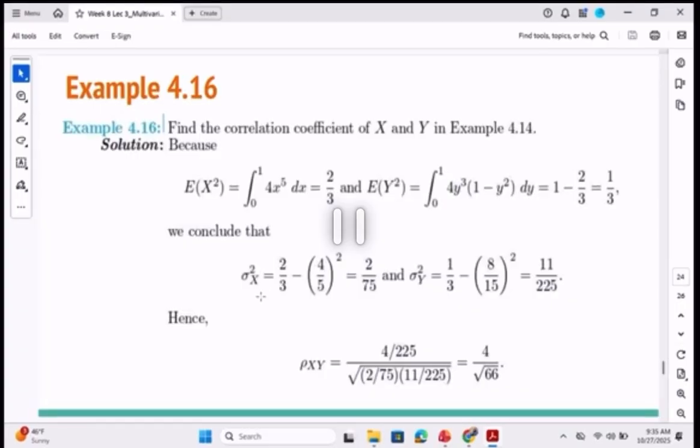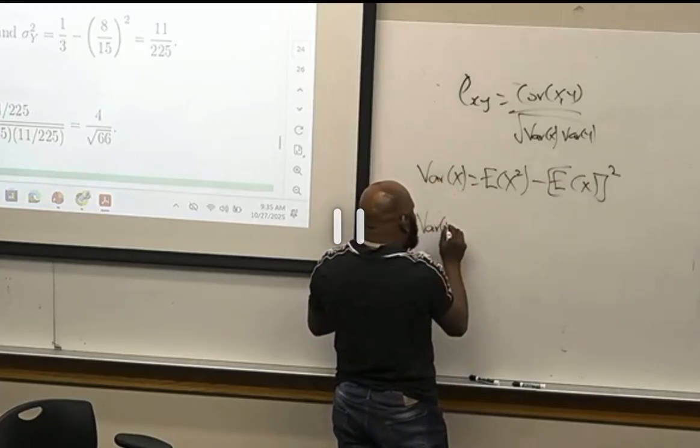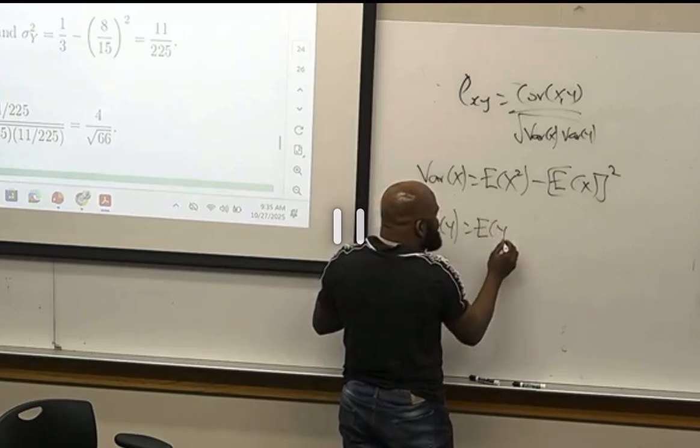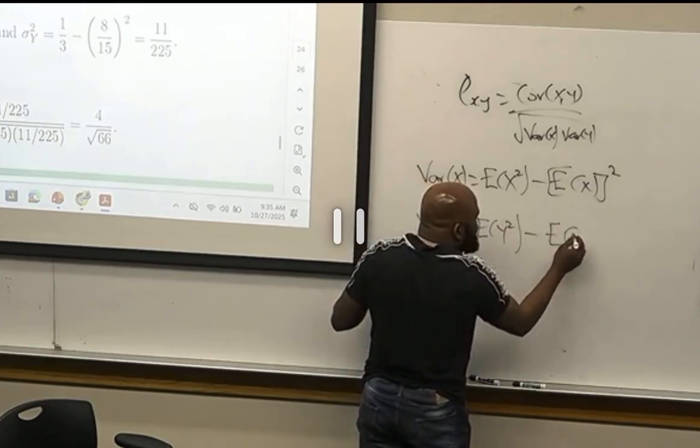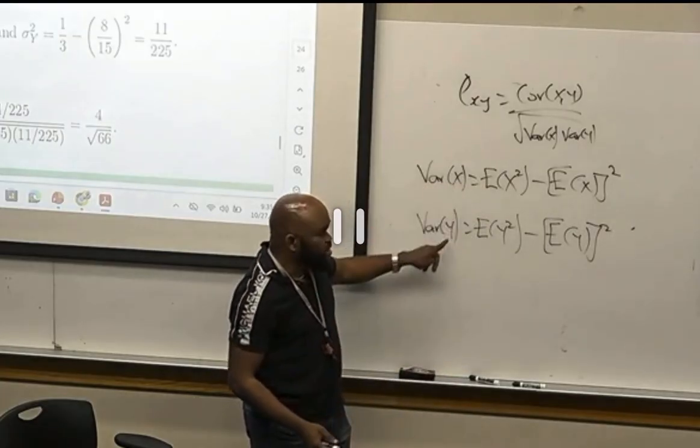I need the expectation of s squared first, because to be able to get the variance of s, I need the expectation of s squared minus expectation of s all squared. And to get the variance of y, I need the expectation of y squared minus expectation of y all squared.